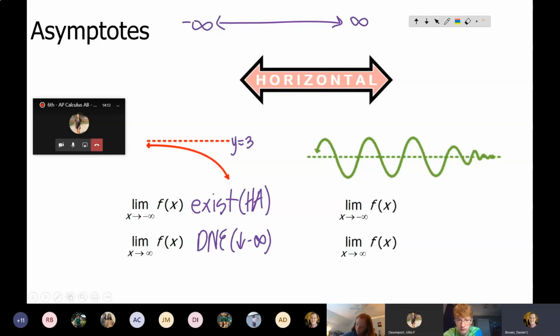Questions about that red graph? No. Good. All right, so let's look at the green one. Again, with that green one, one of those has a limit that exists. One of the limits does not exist. Any ideas of which one is the limit that exists? The negative infinity one or the positive infinity one? Positive infinity. The positive infinity.